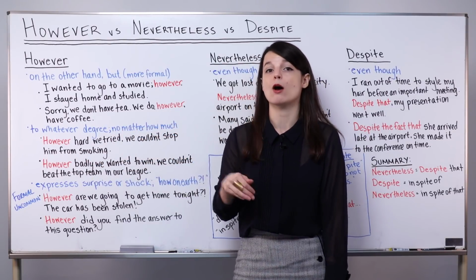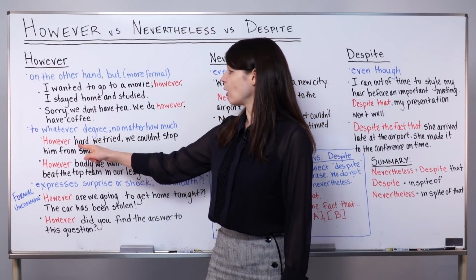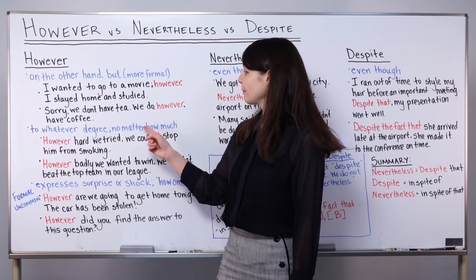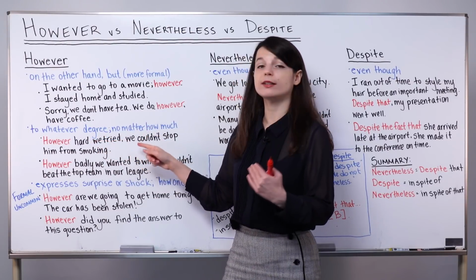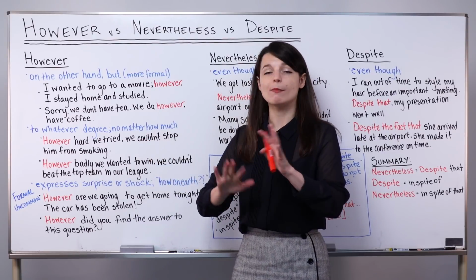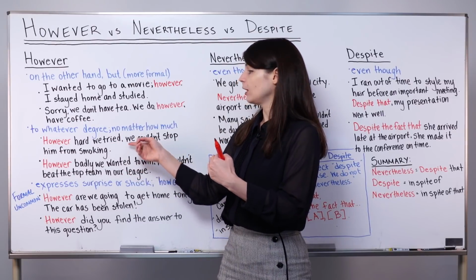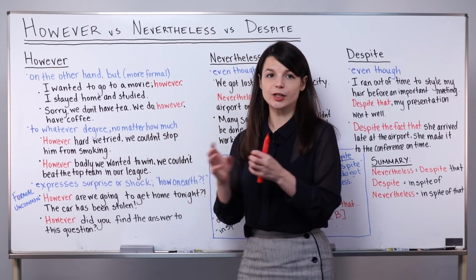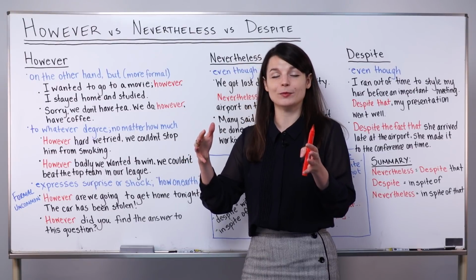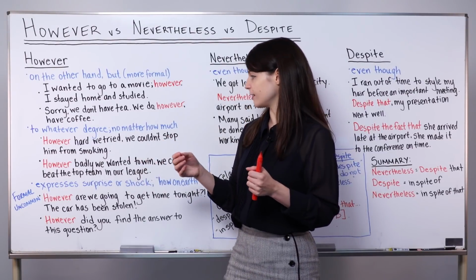So it doesn't matter how much something. For example, it doesn't matter how hard we tried, or in this case, past tense, it didn't matter how hard we tried, we couldn't stop him from smoking. So no matter what we did, it didn't matter how hard we tried, this was something we were unable to do. So this is a long expression. No matter how much is a long expression. However is much shorter.